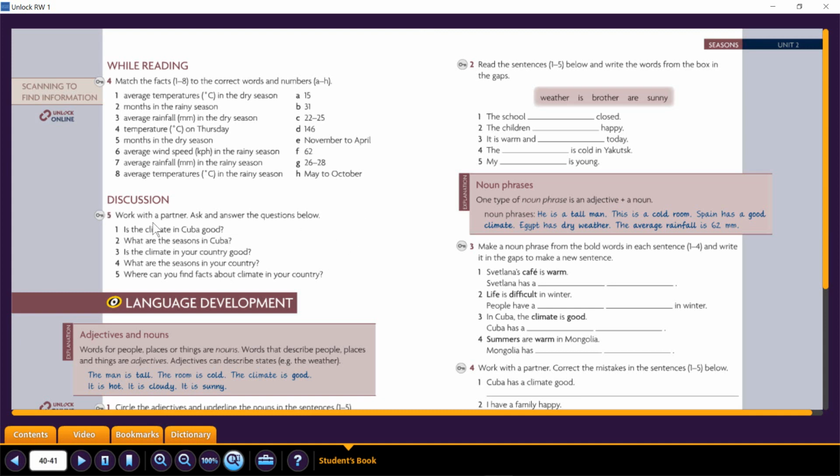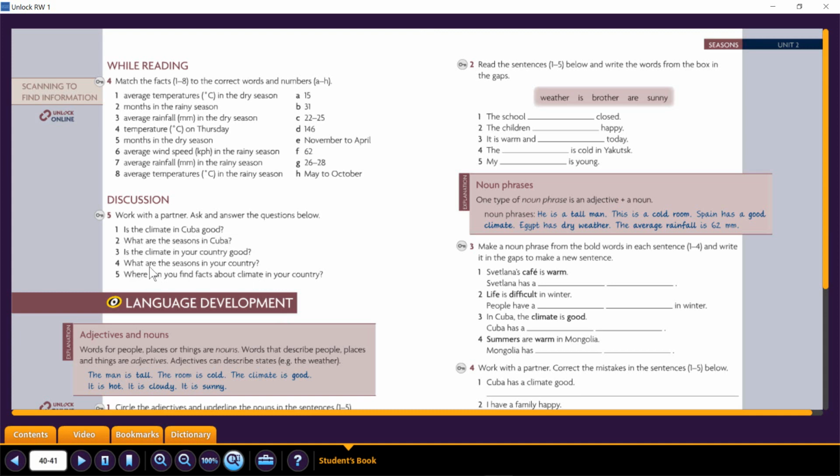Moving to discussion, work with a partner. Ask and answer the questions below. You can work with your sister, with your friend, with yourself, of course. Ask yourself, or let anyone ask you, is the climate in Cuba good? What do you think after reading the text? Is it good or not? Say yes or no. What are the seasons in Cuba? Does Cuba have the full 4 seasons?